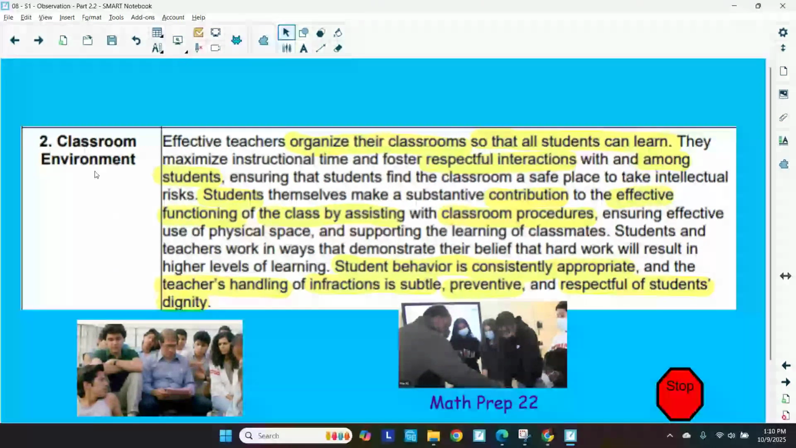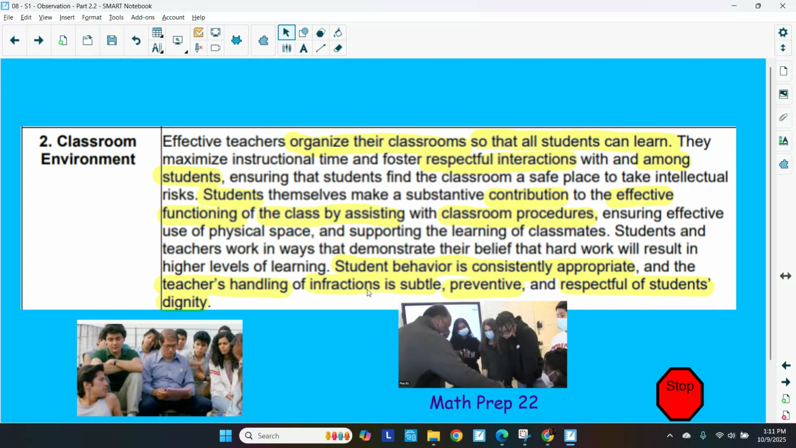So, the classroom environment: effective teachers organize their classes so that all students can learn. And it's got to be a respectful interaction between you and the students. Students' contributions to the effective functioning of the class by assisting with classroom procedures. So, again, I say share the load. The administrators love seeing students doing things like teachers are supposed to do.